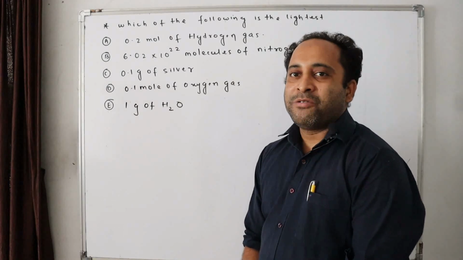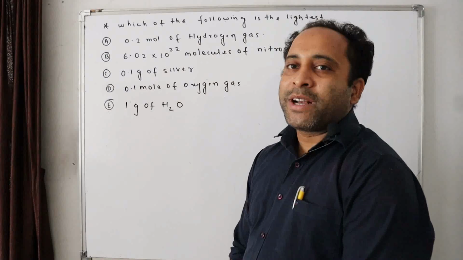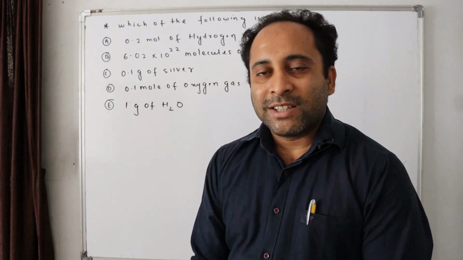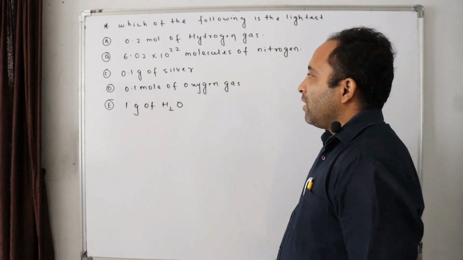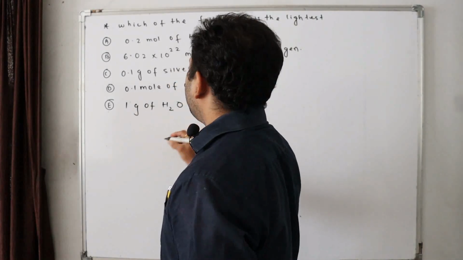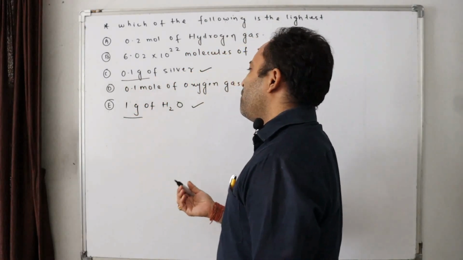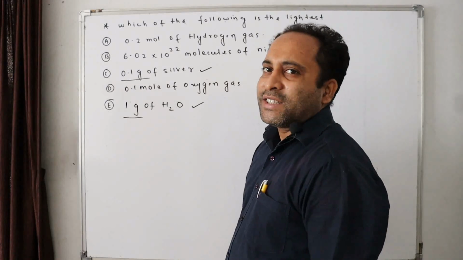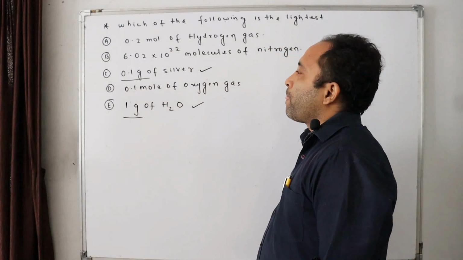Okay, let us solve first. They have asked which is lightest. That means I have to convert everything into mass, that is, grams. Then only I can compare, isn't it? Now here in C and E, they have already given it in mass, 0.1 gram and 1 gram. Of C and E, silver is the lightest. Now I have to check A, B and D.